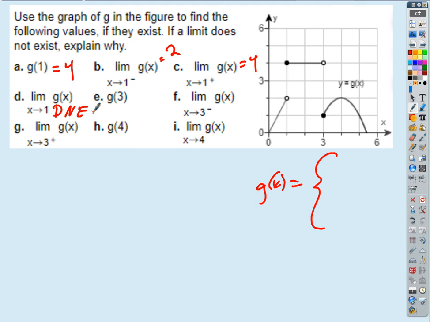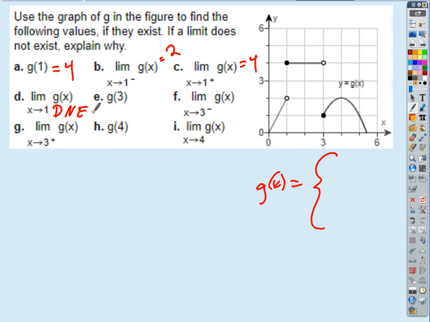I had a question for C. Mhm. If the hole is closed, so it's not a hole, it's a point, then how does the limit equal 4 if it's a closed point? Okay, somebody else answer that. So the question is, let me restate that. So the question is, if this is a closed point, how can the limit be 4?